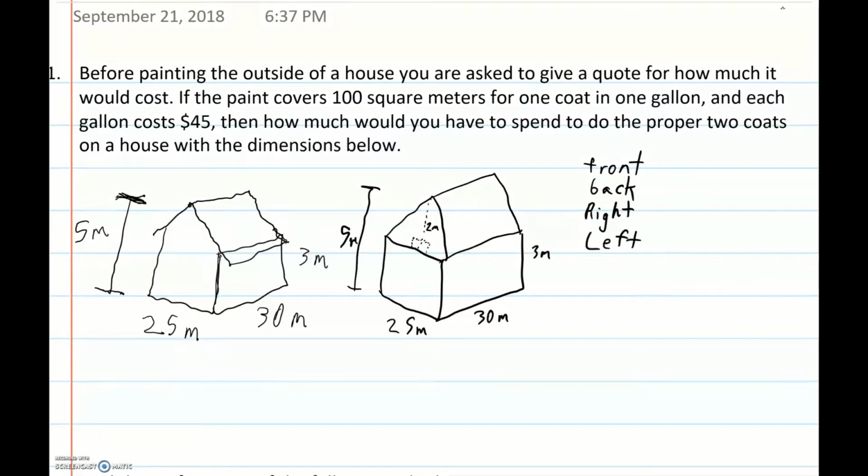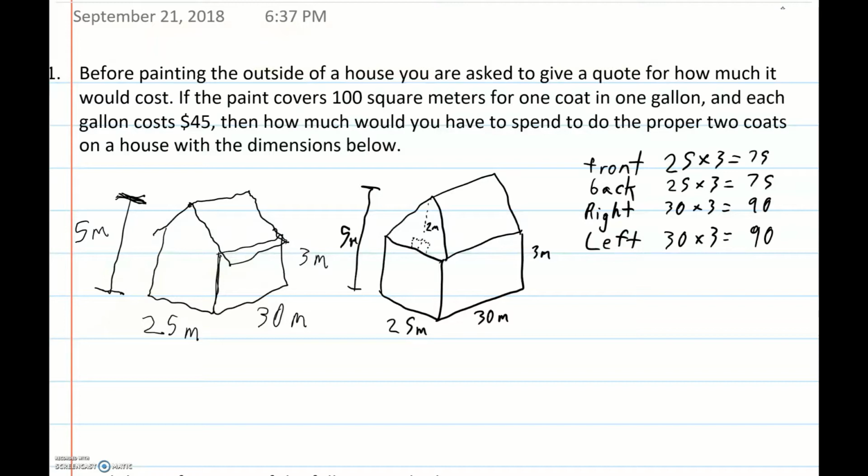So anyways, we have all our dimensions. That's important. But let's find the front, back, right, and left sides of the rectangular prism part. So the front would be 25 times by 3 meters high. The back would be the same, 25 times by 3 meters. The right would be 30 times by 3. The left would be 30 times by 3. So let's add those up. Going across, we have 75, 75, 90, 90.